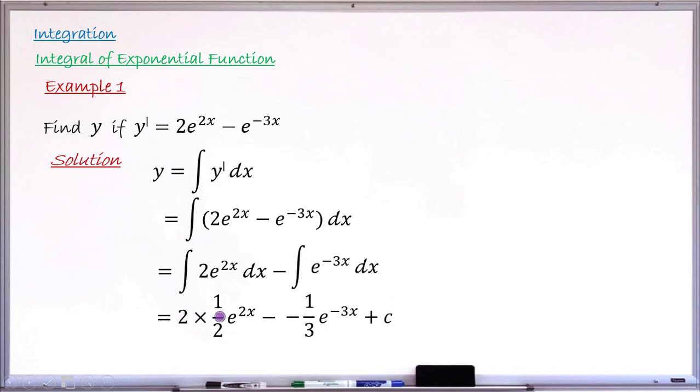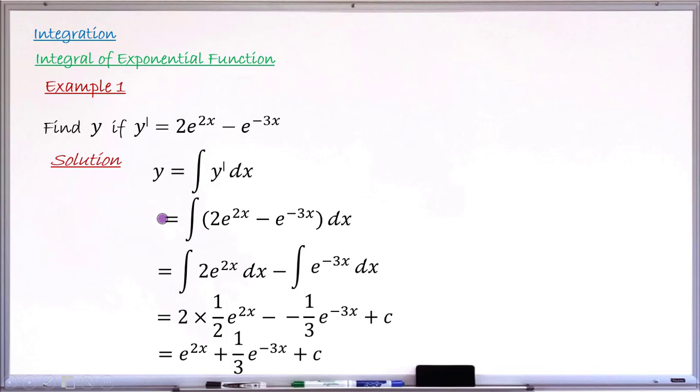So I'm now going to do this multiplication. 2 times 1 over 2: the 2 cancels this 2, so I have e raised to 2x left. And this minus will now change to plus. So I'm going to have e raised to 2x plus 1 over 3 e raised to minus 3x plus c.